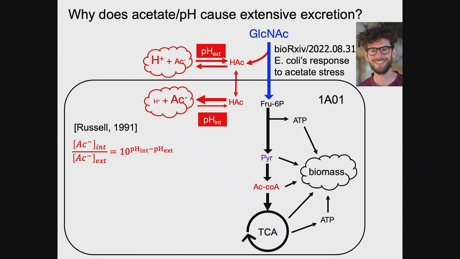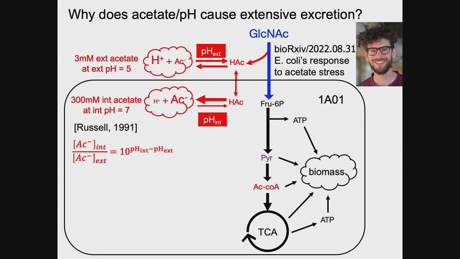Because the acetic acid concentration is the same, if you have a pH 5 outside and a pH 7 inside, the ratio is 100. So that means if you have 3 millimolar acetate outside, you have 300 millimolar inside. Now you're supposed to be shocked by 300 millimolar of stuff inside cells, because the typical osmolarity of this system is 400-500 millimolar, and you're basically an appreciable part of the osmolarity.